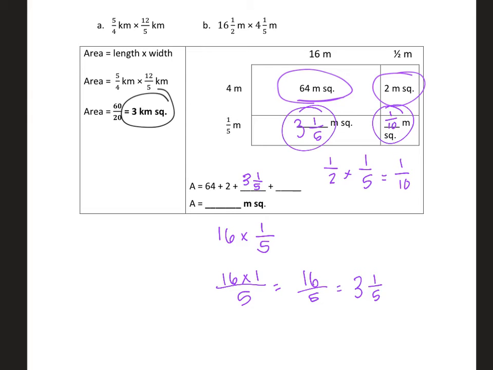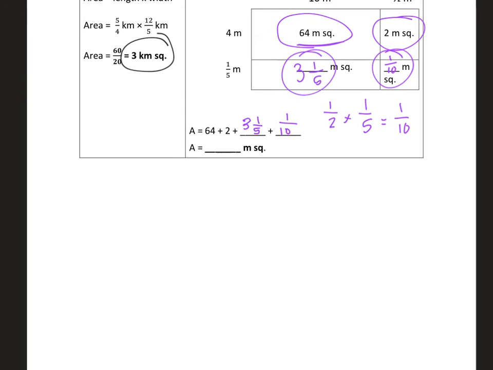And I'm going to write that down here too. 1/10. All right, they did not give us the answers, so we need to add them all together. I'm going to erase my work down here. Okay. So I'm going to add 64 plus 2 plus 3 1/5 plus 1/10.